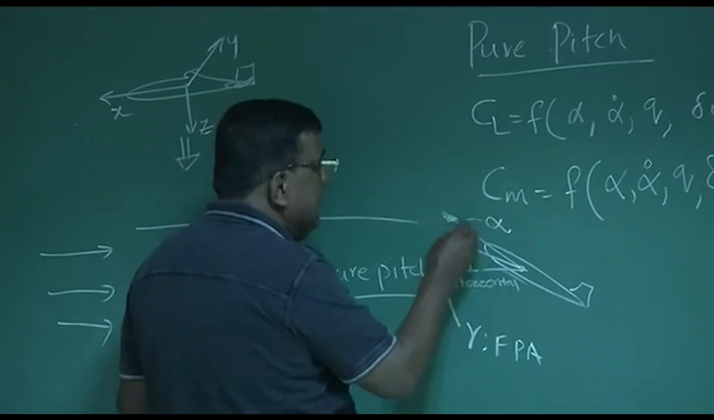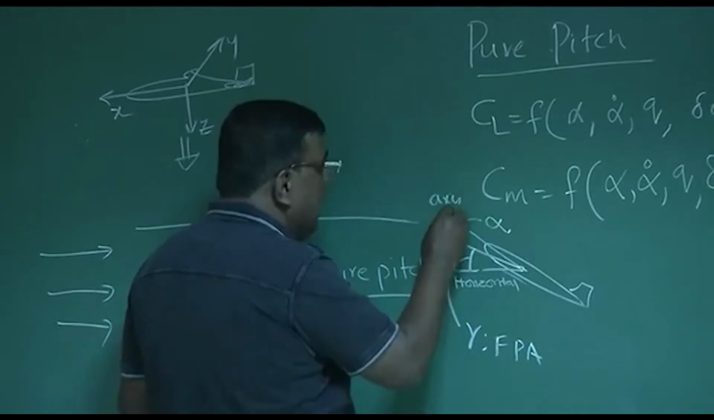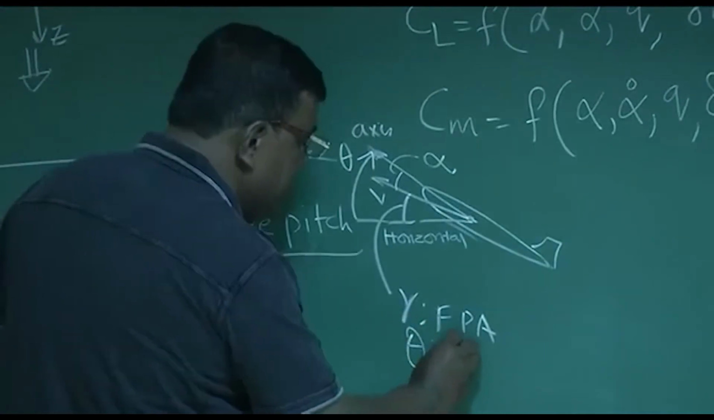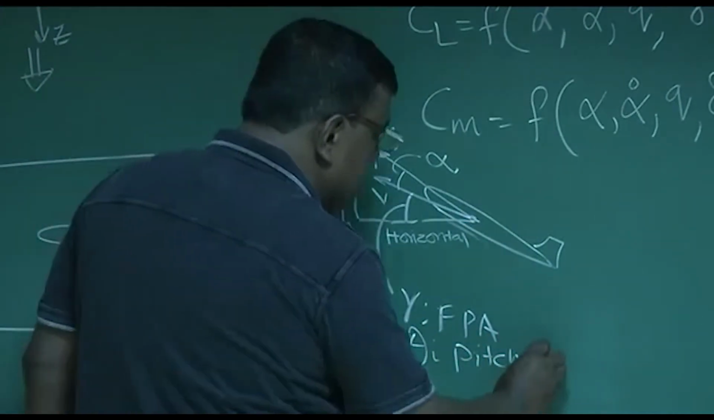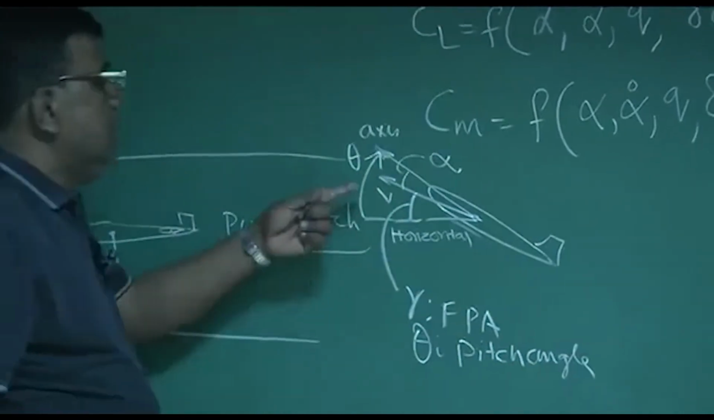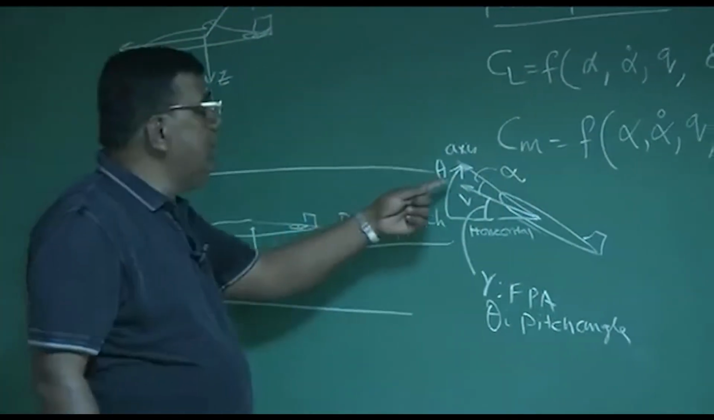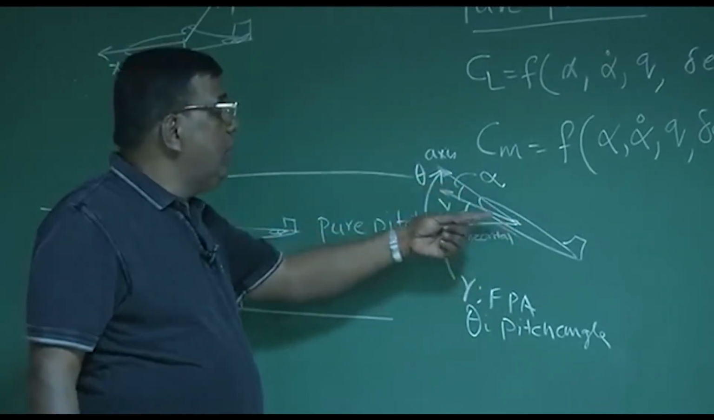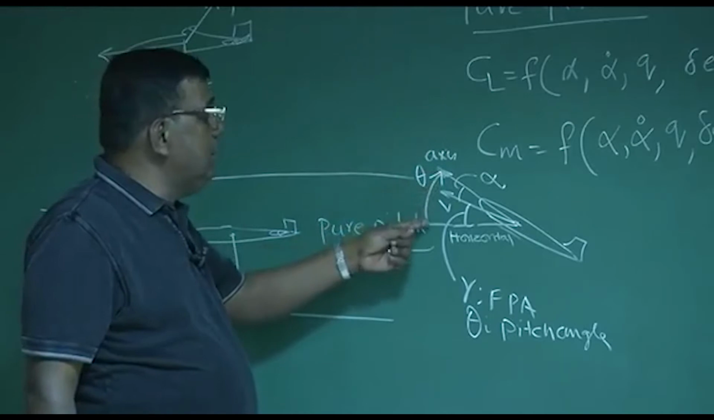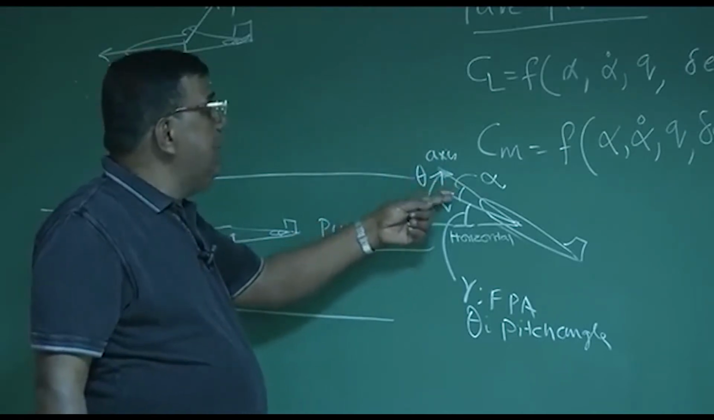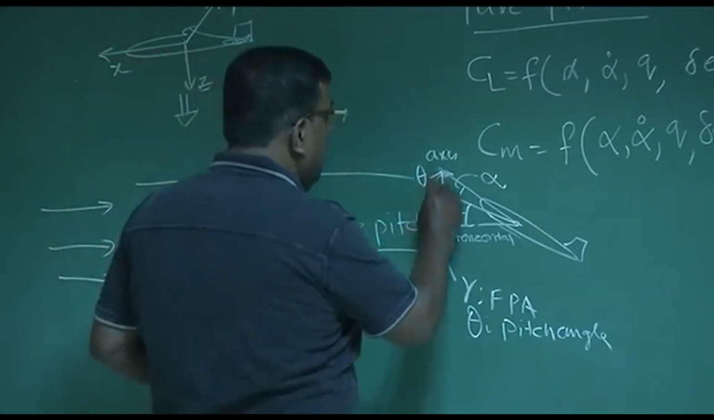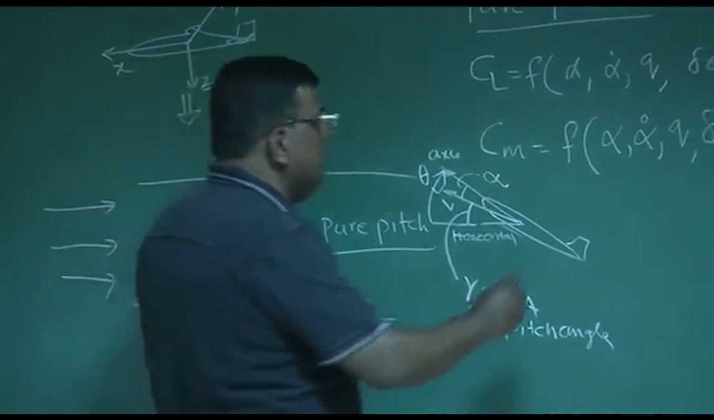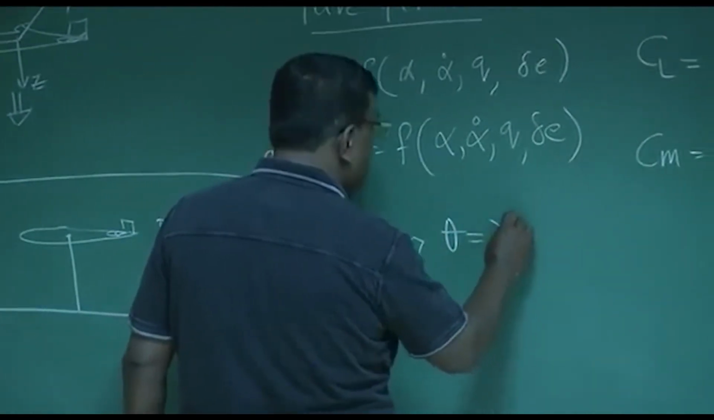So what is this angle? The angle between axis and horizontal. This is nothing but theta, where theta is the pitch angle. Clear? Gamma was the angle between velocity vector and horizontal. Theta is the angle between the axis, let's say chord axis, with horizontal. And alpha is the angle between velocity vector and axis. So this is the definition, and from here, theta equals gamma plus alpha.